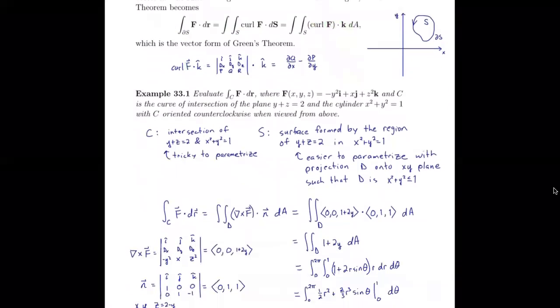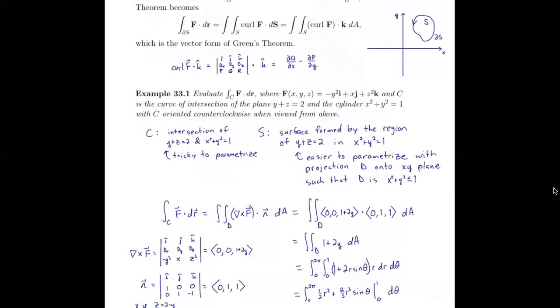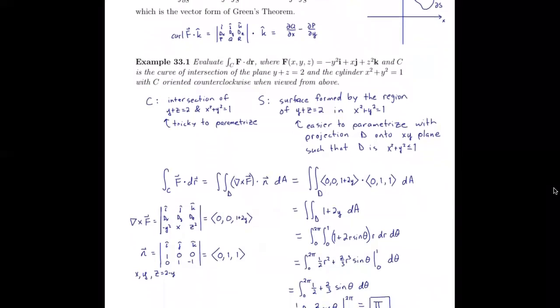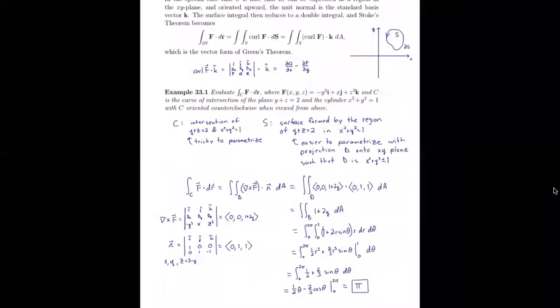Okay, so now let's get to using this result. So we've got the line integral of F dotted with dr, where our vector field F is given by the following, and C is the intersection of the plane y + z = 2 and the cylinder x² + y² = 1, with C oriented counterclockwise when viewed from above. So we get a positive orientation, and we're asked to evaluate this line integral.